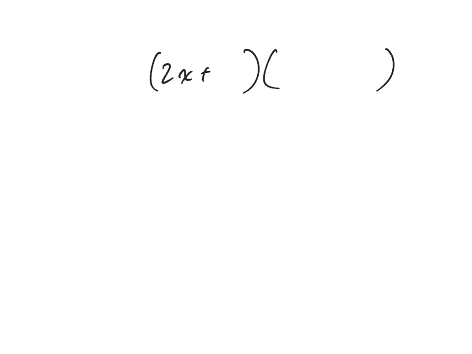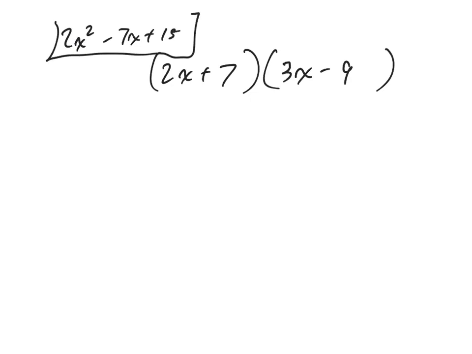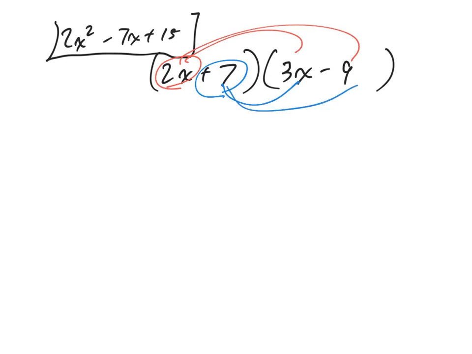If you had 2x plus 7 and 3x minus 9, and the problem you started with is 2x squared minus 7x plus 15. Let's say that was the thing you started with, and that this was the answer you got for your factors. Let's say that was what happened. What you would want to do is multiply this out. So you may remember distributive property going through there. You have to distribute the 2x to everything, and then multiply the 7 to everything.